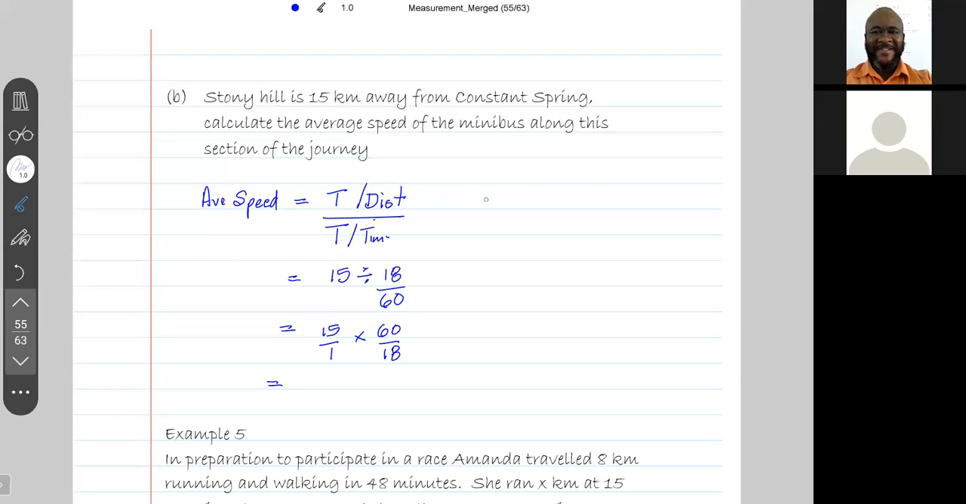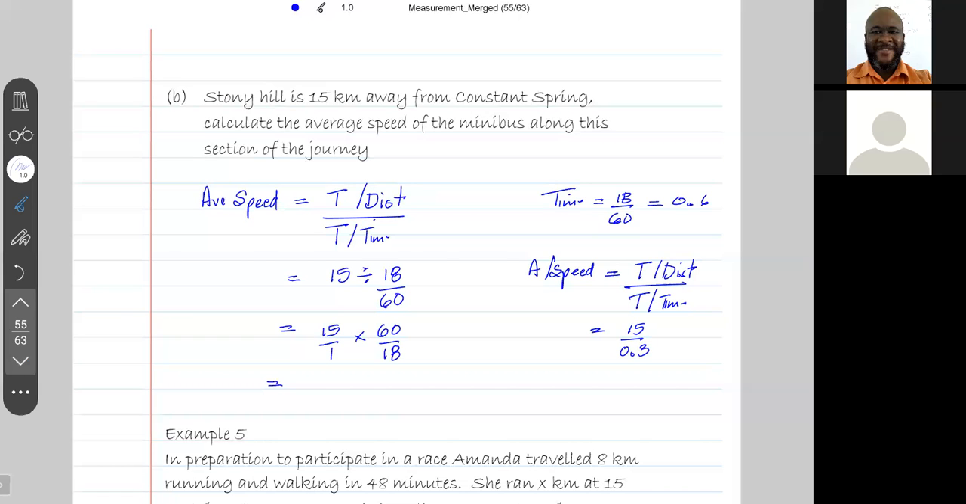So if I wanted to, I could say that time is 18 divided by 60, which is 0.3. So my average speed would be the total distance divided by the total time, which would have been 15 divided by 0.3. Both of these should give me the same answer.